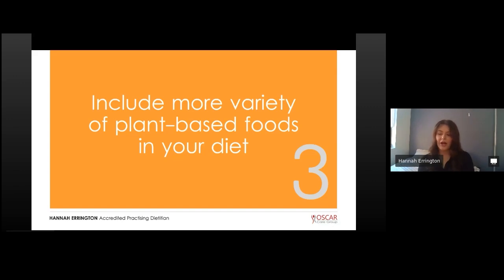Including more variety of plant-based foods in your diet. So the recommendation is actually to aim for 30 different plant-based foods per week. That might sound like a lot, but remember this includes all of your fruits, vegetables, grains, beans, lentils, legumes, nuts, and seeds. And so this variety provides a wide range of nutrients and prebiotics that our body uses to do all the things that it needs to do, but also to maintain that good balance of bacteria in the gut.